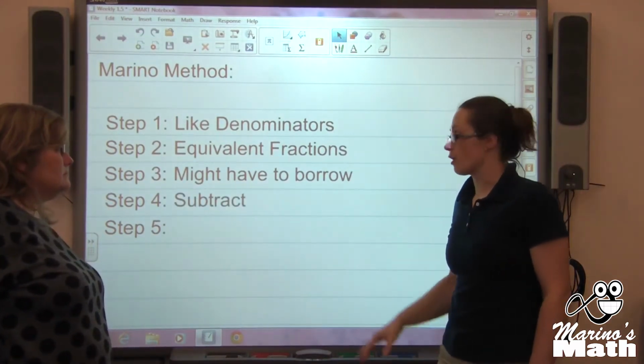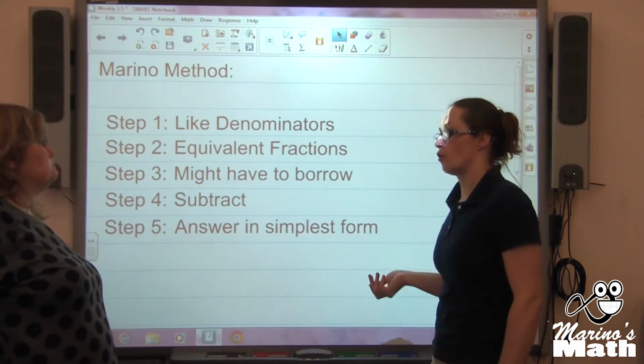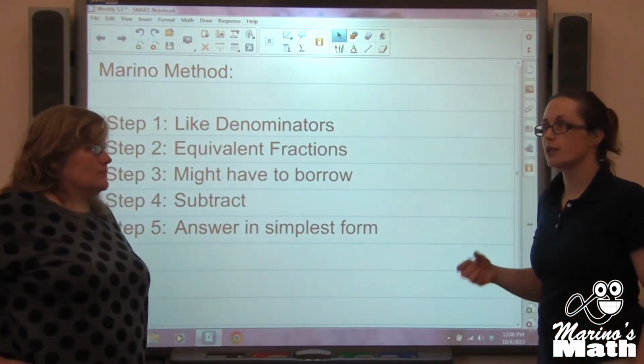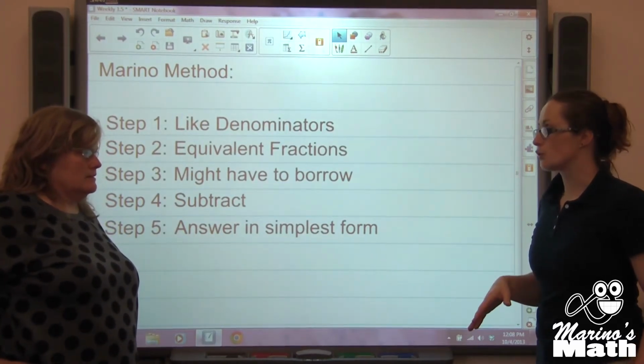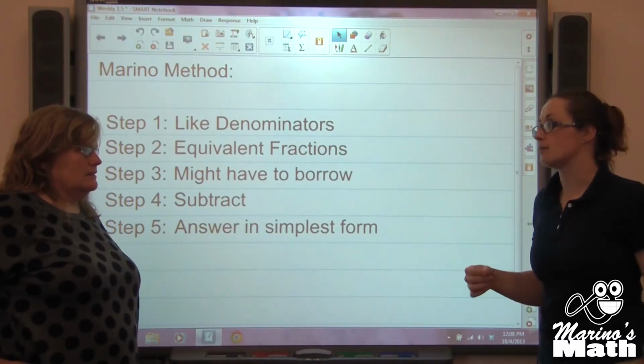Step 4, we're going to subtract. And step 5 is to make sure that our answer is in simplest form, because we always want to have our answer in simplest form at the end. You don't want to leave it as an improper fraction. You don't want to leave it as a fraction that can be reduced. So make sure that you watch out for that. I've been getting a lot of weeklies turned in that were not in simplest form.